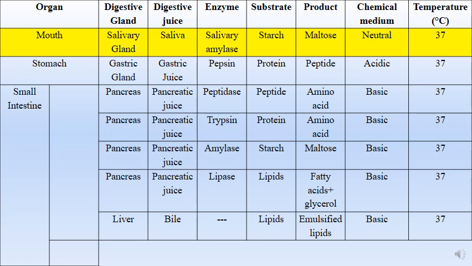In the mouth, we have a gland called the salivary gland. The salivary gland secretes a juice called saliva. This juice contains an enzyme called salivary amylase. Salivary amylase works on a specific substrate, which we call starch, to give maltose. The medium is neutral, where the pH is approximately 7, and the temperature is 37 degrees Celsius.